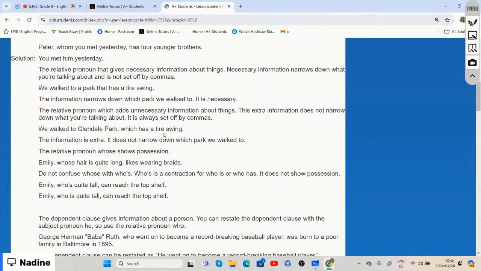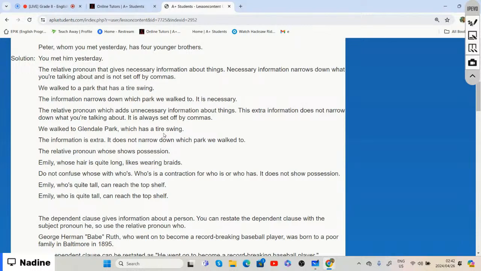So the relative pronoun whose, right? Remember we said who refers to the subject, which is she, he, or they. And then whom refers to someone else, which is him, her, or them. So now the relative pronoun whose shows possession, right? For example, Emily, whose hair is quite long, likes wearing braids. So it shows possession, meaning it belongs to Emily, right?